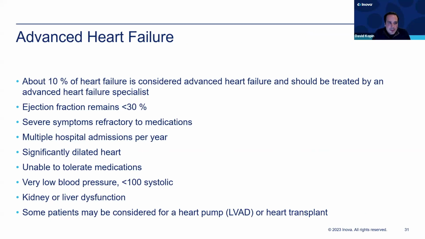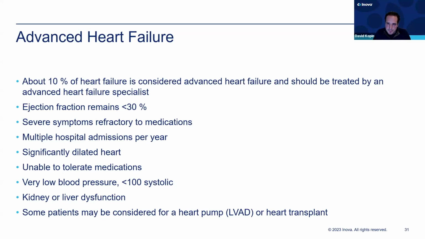About 10% of heart failure is considered advanced heart failure and should be treated by an advanced heart failure specialist. So I'm a general cardiologist, but we have a whole team of advanced heart failure doctors that can help take care of patients with more severe or advanced heart failure, those that are not responding to our traditional therapies. Now, some different reasons to consider seeing an advanced heart failure doctor are listed here.